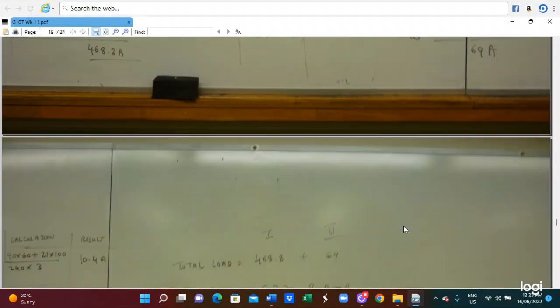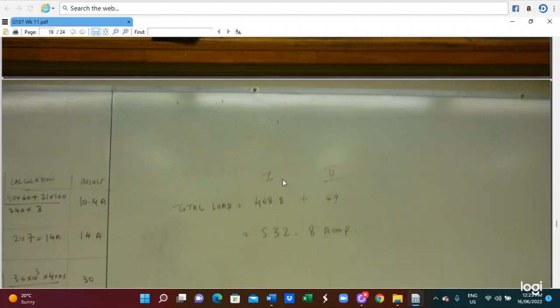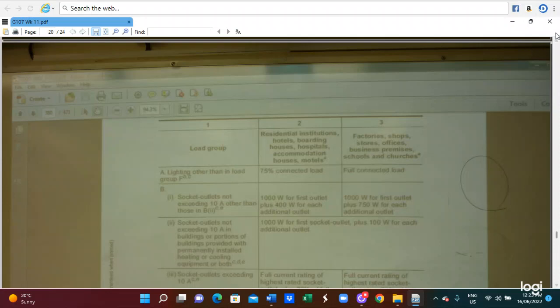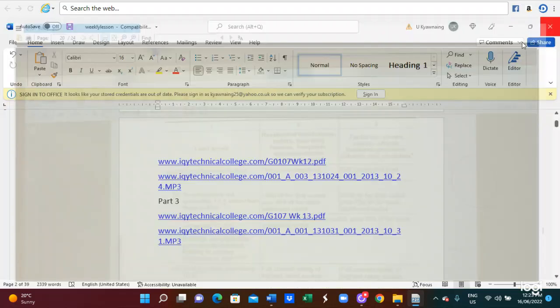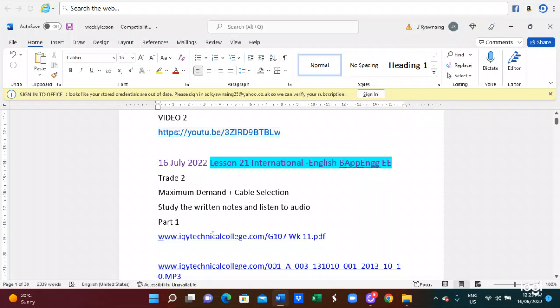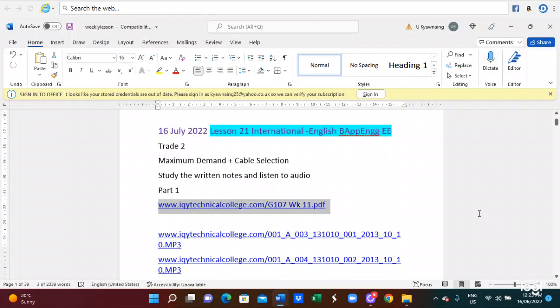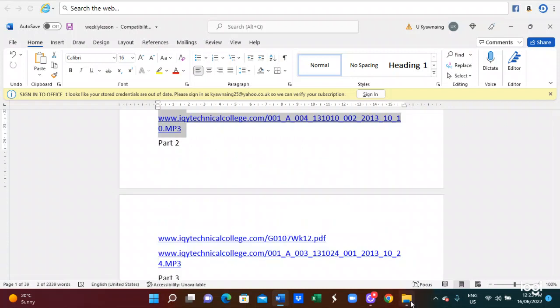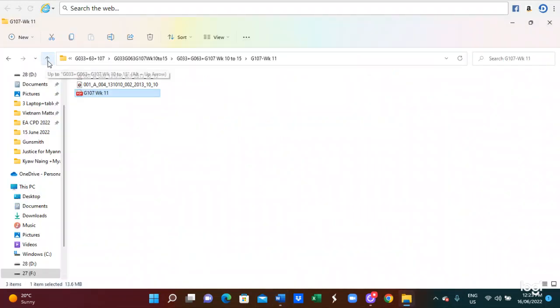So this is the way that we calculate. In this case, the individual unit load is 468.8. Combined load is 69. So you add together, 532.8 ampere. So this is the maximum demand calculation. Those maximum demand calculations, as you can see the detailed calculation in this link. Also, you can listen to the audio lesson. And we will also talk about part 2.